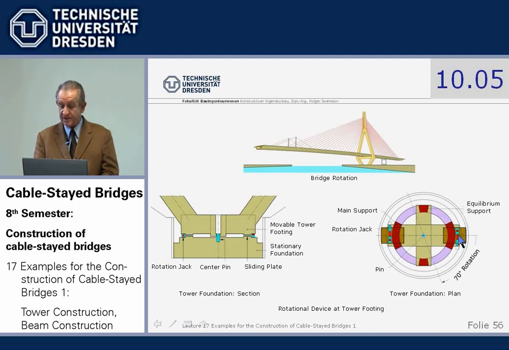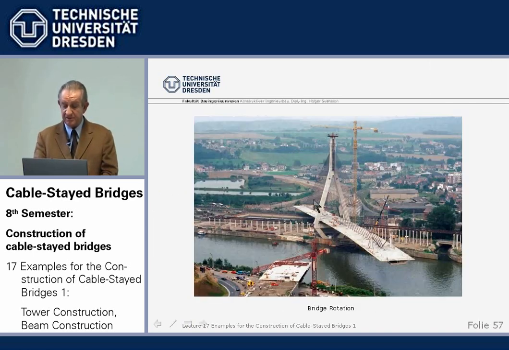And so there's a jack here and a jack here, and the jack strokes rotate the bridge by 70 degrees. We see it here until it is in final position, and then we lift the joint, cast it, grout it, take out the jacks before grouting it, and then it's a regular final joint. Thank you. This was the first part of today.